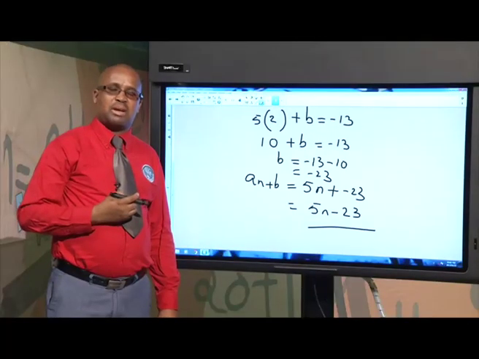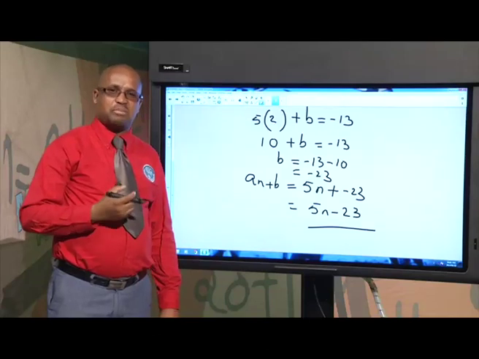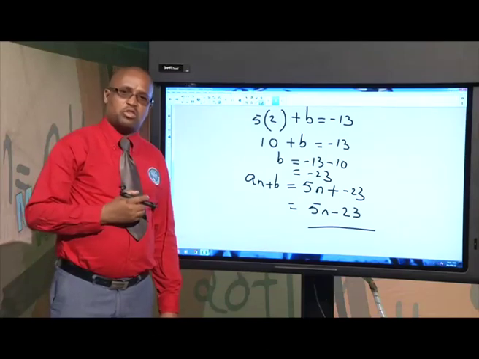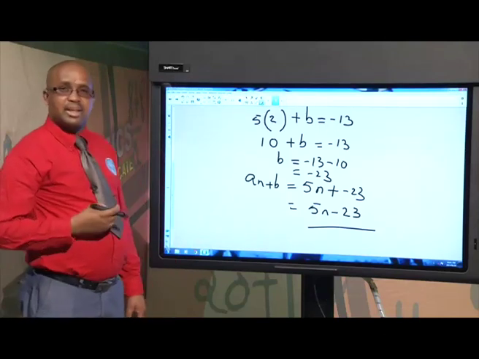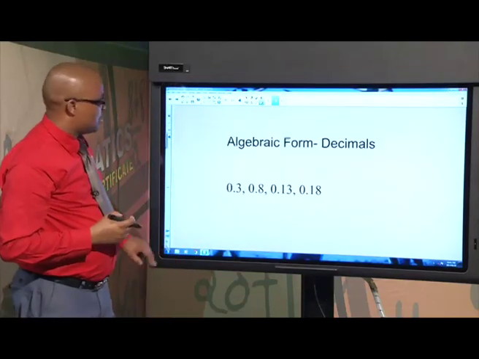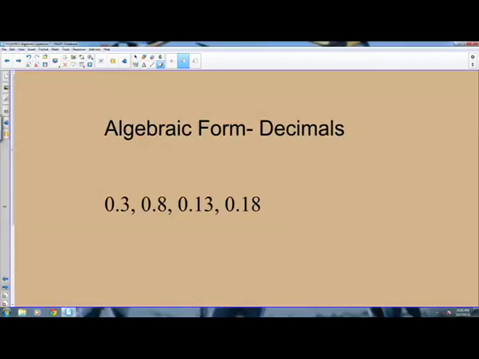Thank you, sir. I want us to discuss an algebraic form of a sequence of a decimal. Is that possible? Thank you, Amanda. What about a sequence of decimals? Of course, we do have a sequence of decimals, and then we can find out the algebraic form for such sequences. Let us have a look at an example which better explains that.